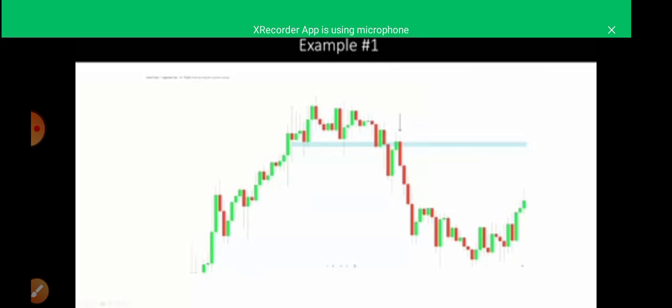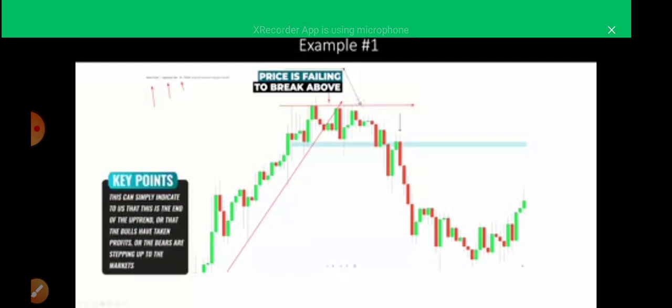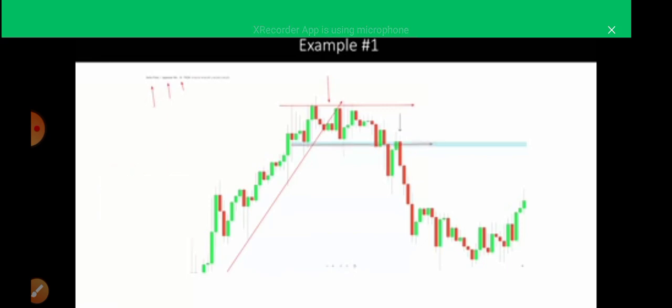Now, here is an example. We can clearly see here on Swiss franc, Japanese yen, on the hourly time frame, that the overall structure of this market was pushing bullish for a long period of time. Now, whilst it was pushing bullish, we had an area in the market where price was failing to break above. This can simply indicate to us that this is the end of the uptrend, or that the bulls are taking profits, or bears are stepping into the markets. What we want to do at this stage is identify a key level in the market where price is failing to break below.